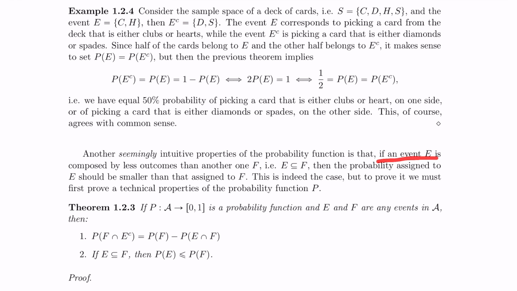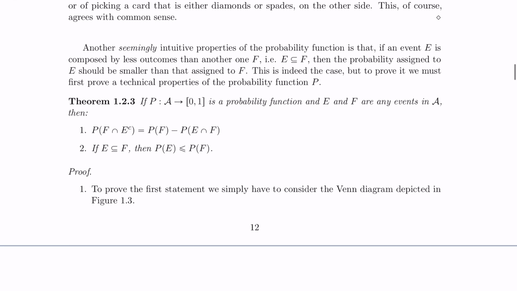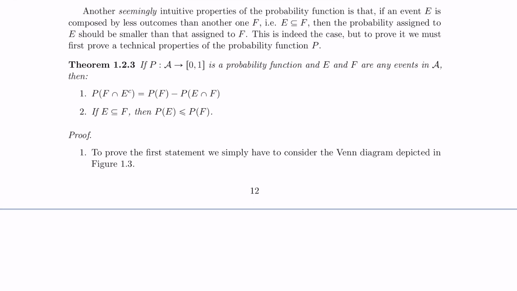If an event E is composed of fewer outcomes than another event F, that is, in mathematical terms, E is a subset of F, then the probability assigned to the event E should be smaller than the one assigned to F. We're going to prove that this is indeed the case, but before, we have to prove another property of the probability function P. That is, the probability of F intersection with the complementary of E is equal to the probability of F minus the probability of E intersected with F.